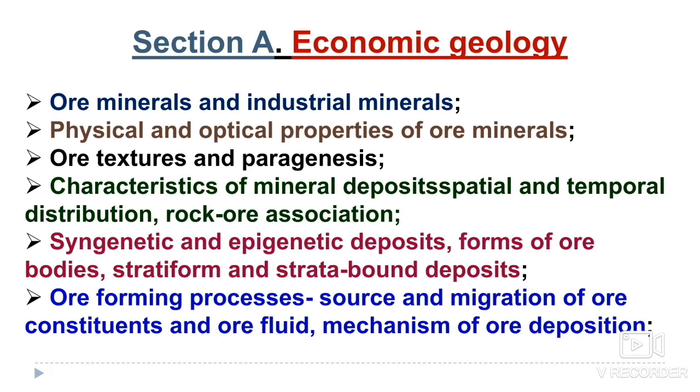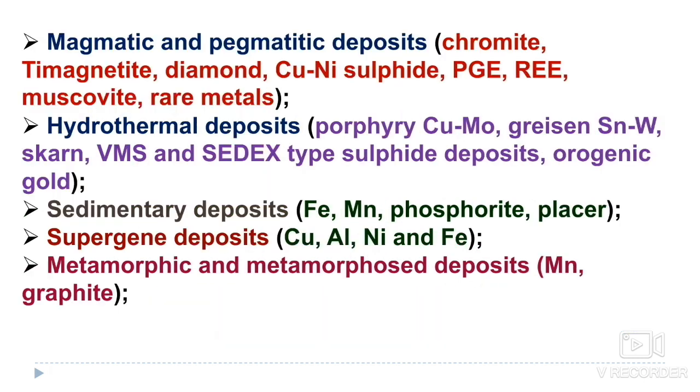So this paper is very broad, and you have to go through the important topics only. Magmatic and pegmatitic deposits is a very important topic. You will surely get one question from here: chromite, titanium, magnetite, diamond, copper-nickel sulfides, PGE, that is platinum group elements, rare earth elements, muscovite, rare metals. So, pegmatitic and magmatic deposits.